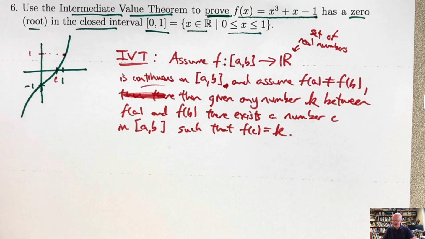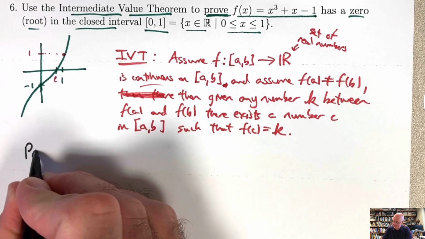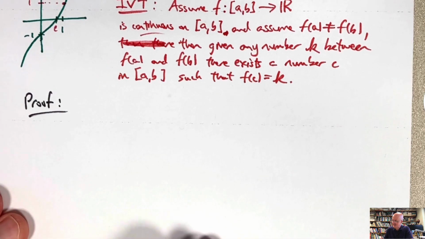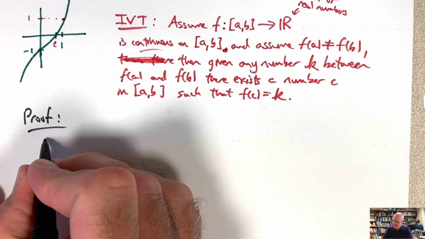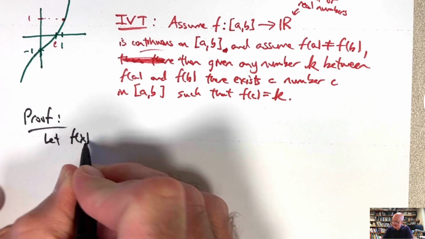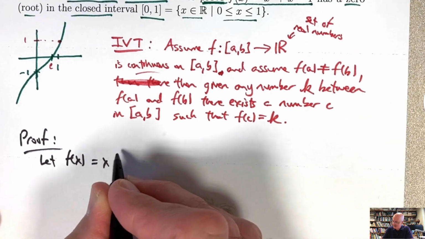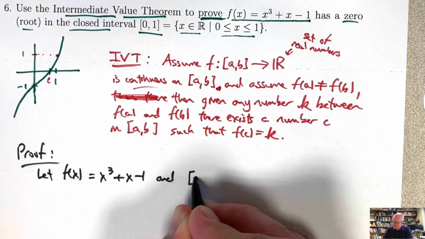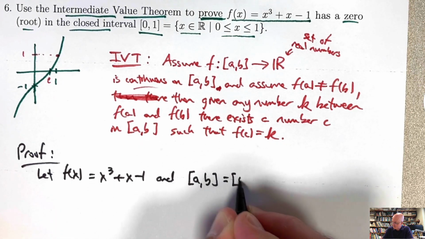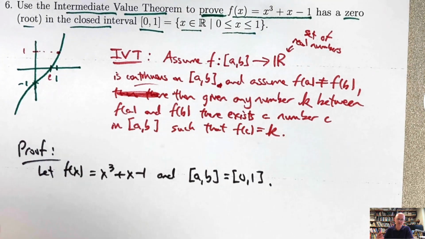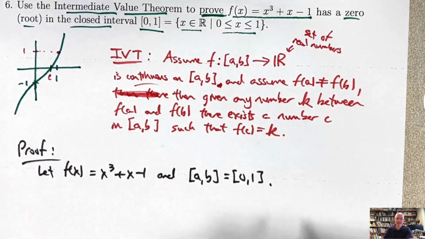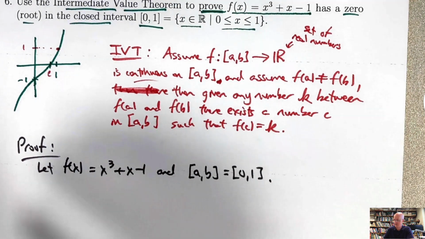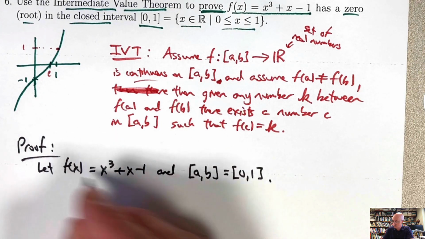Let's write it down. Let's write down a proof. It just feels like you're going in circles, doesn't it? Okay. Let f of x equal the same function we have, x cubed plus x minus 1, and let the interval from a to b be the interval from 0 to 1. This proof should be written in sentences. This is a complete sentence. You can write symbols in your sentences, because that's just shorthand for certain words. You could describe everything in words. It's just shorthand here.